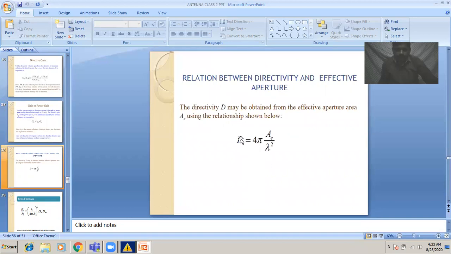So the directivity and effective aperture are related in this way. If lambda is constant, that means if the frequency of the radiation is constant, automatically directivity and effective aperture are proportional to each other.